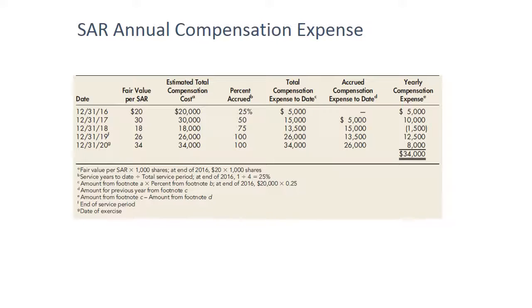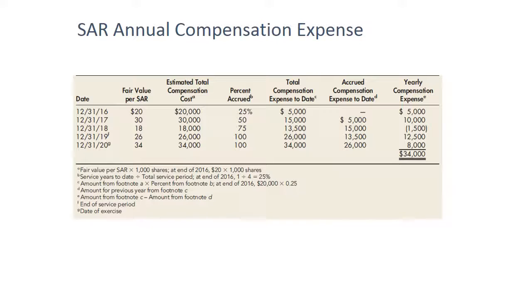On 12/31 of 2019, the end of the service period, the fair value of the stock appreciation right is $26 a share, or $26,000. All 100% should be recognized by the end of the service period, so all $26,000. You've only recognized $13,500, so now in 2019, $12,500 should be recognized.